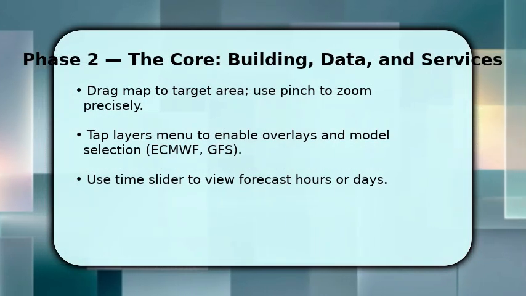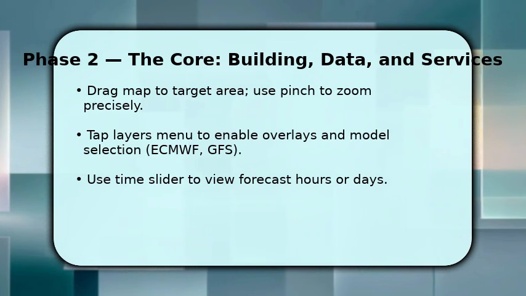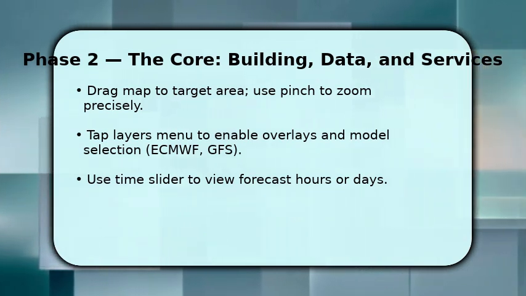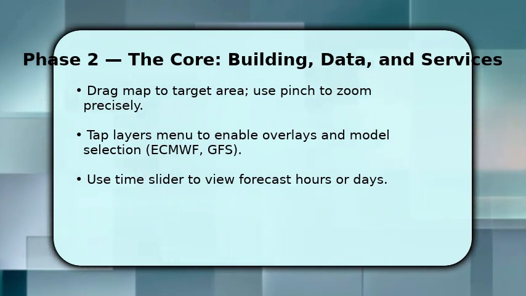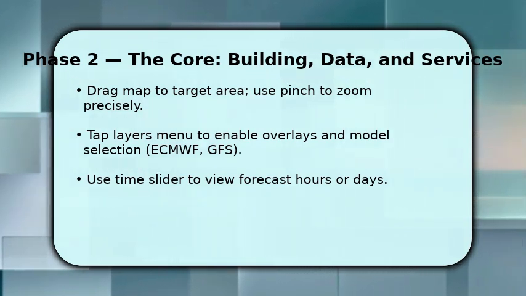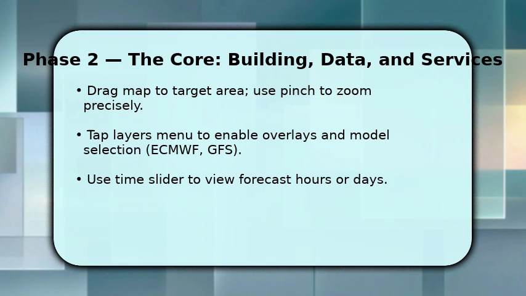Now you explore the map. Drag to the area of interest and pinch to zoom until the scale is useful for your plan. Then tap the Layers menu to enable overlays and pick the forecast model, like ECMWF or GFS. Different models give alternate forecasts, so compare them.